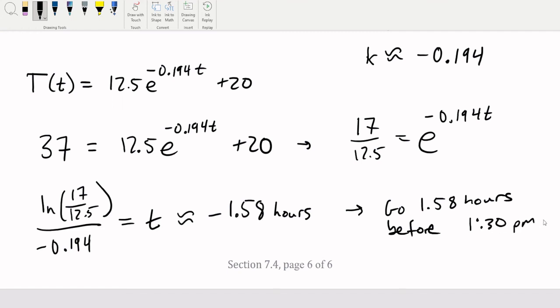Okay? So 1.58 is pretty close to 1.5 hours. So if you were trying to be a little quick with this, you might say, okay, this is basically 1.5 hours, which would get me to about noon. So you could say that this is approximately noon.